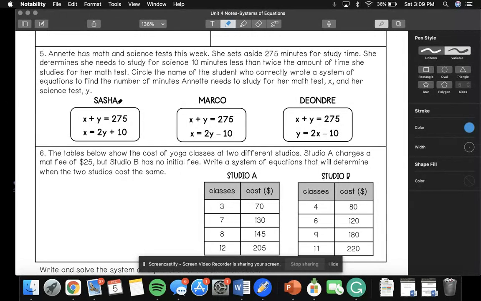Okay, so when I compare all of them, they all have X plus Y equaling 275, which makes sense because that's how much time she has to study for both tests. So basically, we're just trying to figure out who is correct and assuming that they wrote the second equation correct. So she says she needs to study for science. So science is Y for 10 minutes less than twice the amount of time she studies for her math test X. So Y, her science test, needs to be 10 less than twice her math test. So that looks like that would be DeAndre.